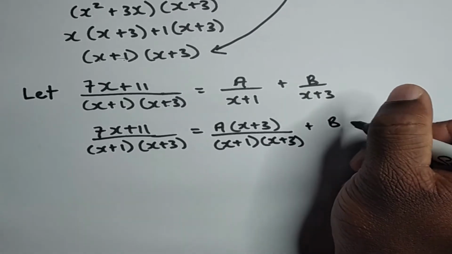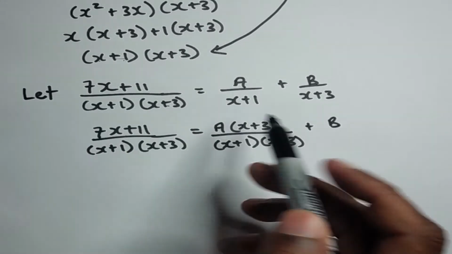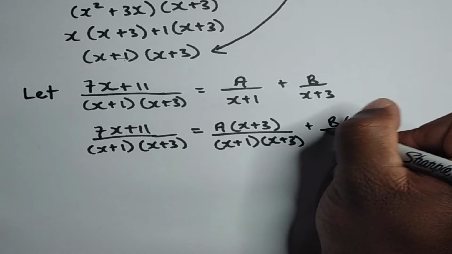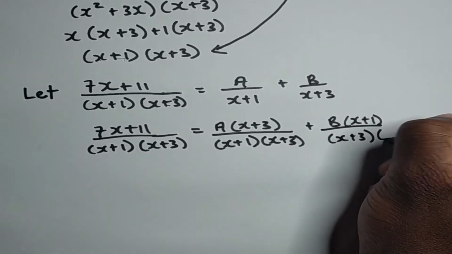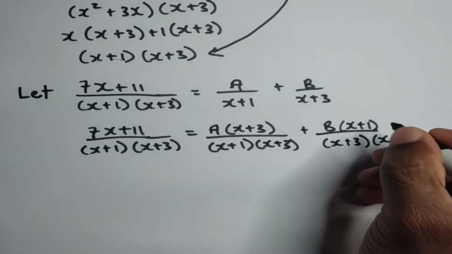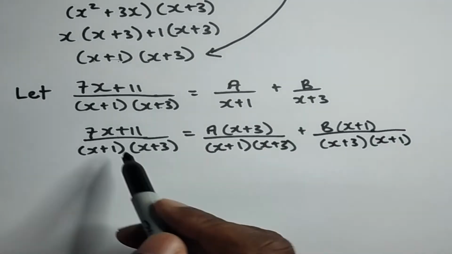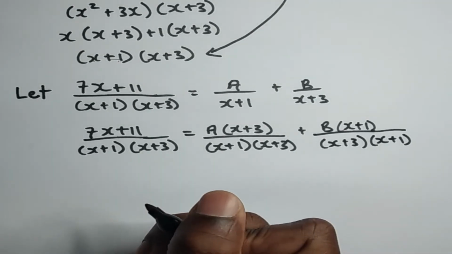The same thing goes for this one. Here I have the x plus 3, but I don't have the x plus 1, so I need to multiply both top and bottom by x plus 1. Alright, and by doing that, I've obtained common denominators throughout this thing. Alright, now because we have common denominators throughout, we can just simply equate the numerators.